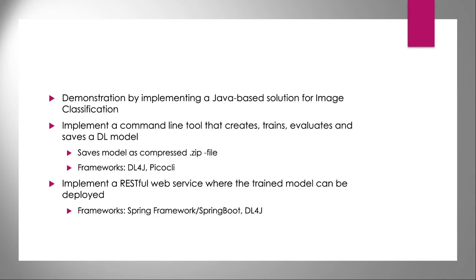So the demonstration part consists of implementing a Java-based solution for image classification. The solution consists of two different applications. One is a command line tool, which handles the creation, training, evaluation, and saving of a compressed deep learning model. And then the other part of this solution is a RESTful web service where the trained model can then be deployed and used. Used in these two applications are Deep Learning for J, PicoCLI, and the Spring Framework, or Spring Boot.